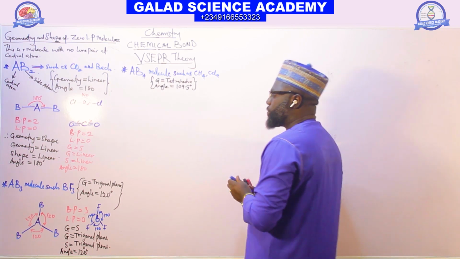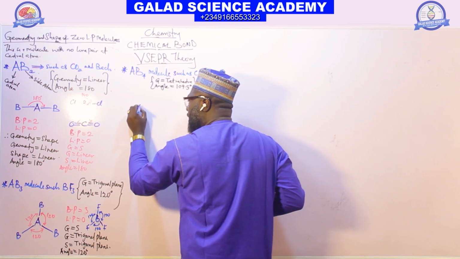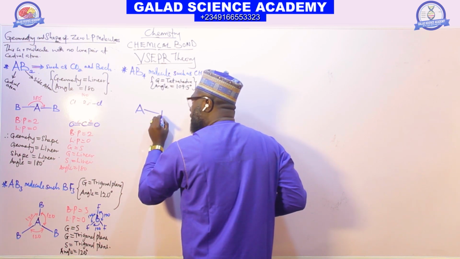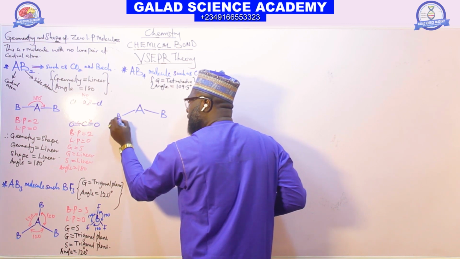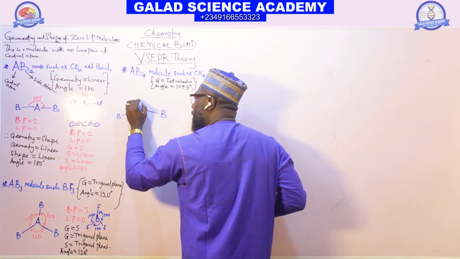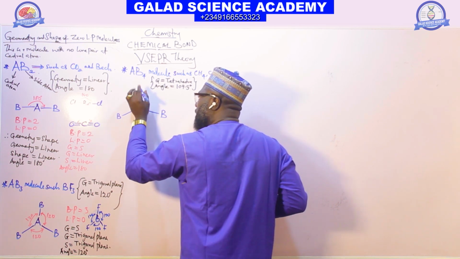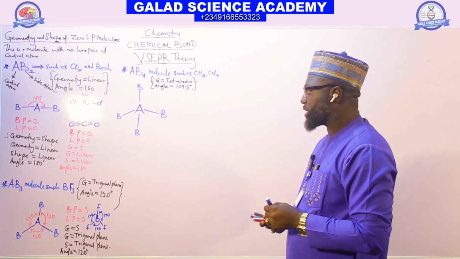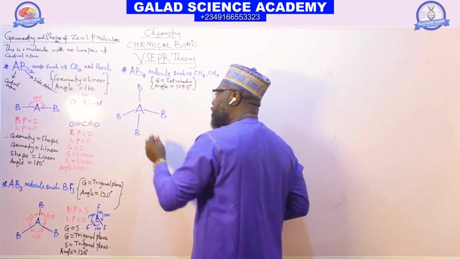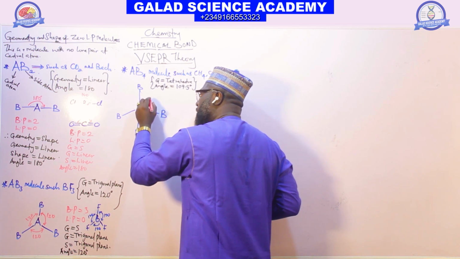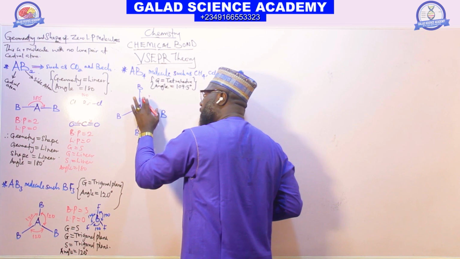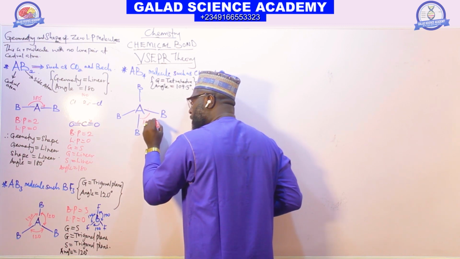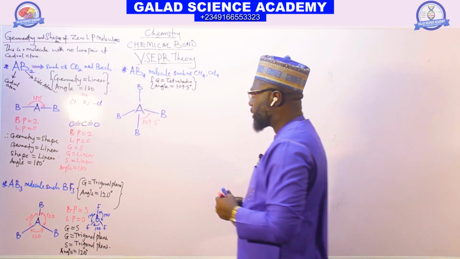So if you now draw the angle, we have A like this, we have B here, another B, another B, and another B. If you look at the shape, it is tetrahedral, and the angle is 109.5 degrees. Tetrahedral.